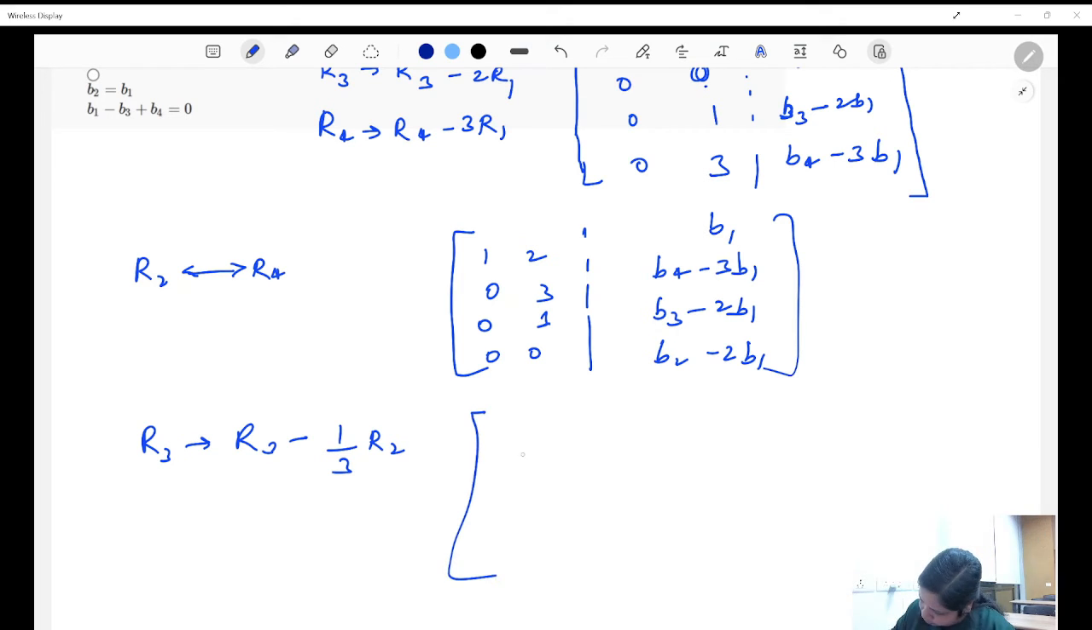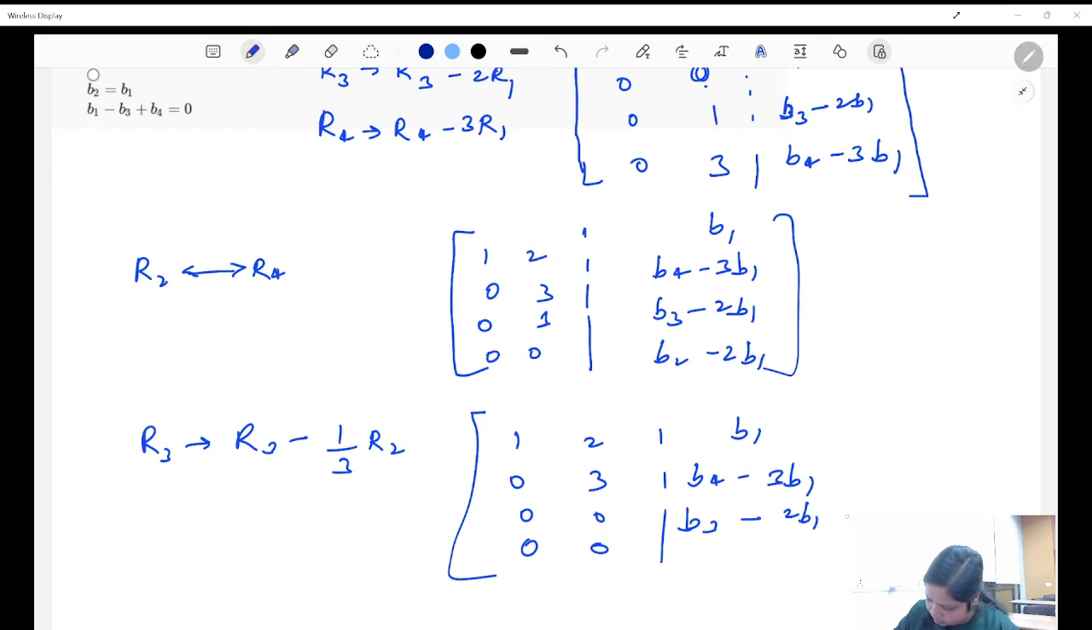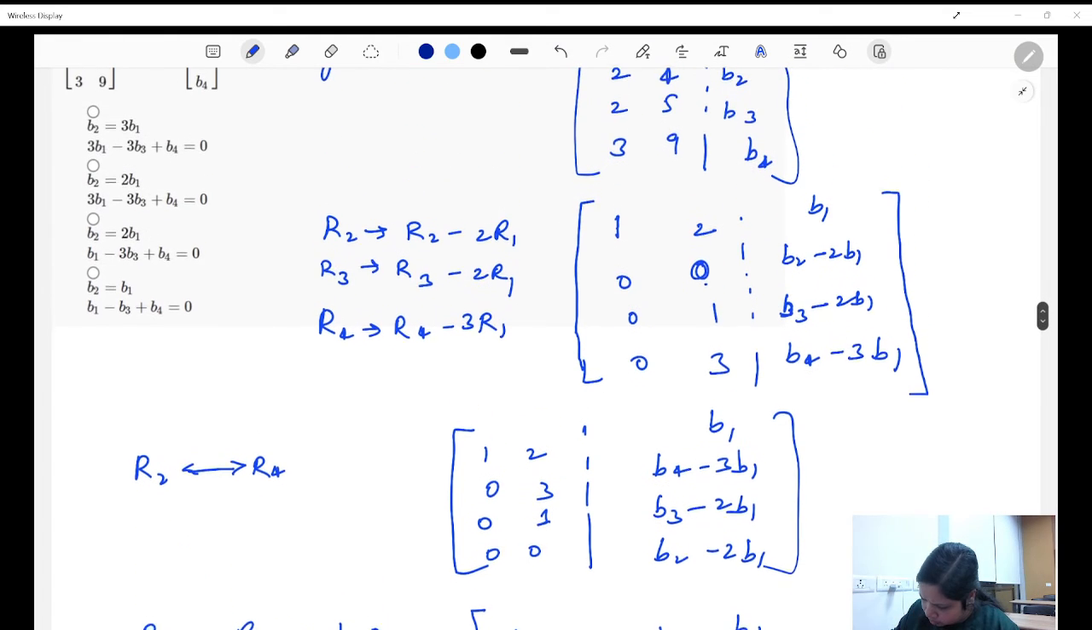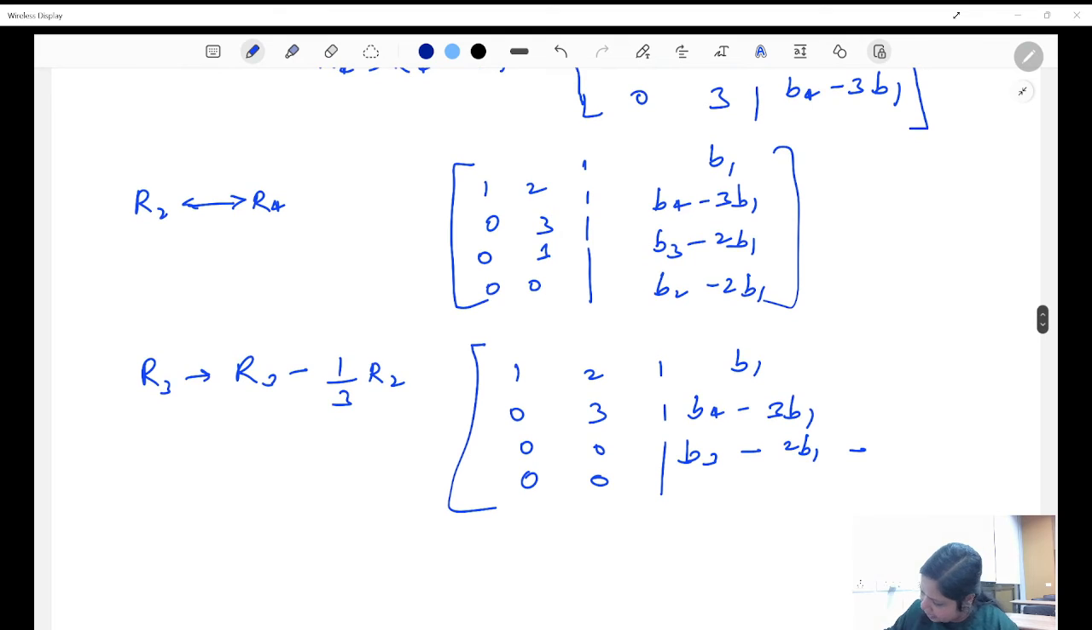So if I write now, it would be 1 2 0 3 0 0 0 0. It would be B1 B4 minus 3B1 B3 minus 2B1 minus. See, the option that we have has to do something taking this second term as well. So this comes here. B4 minus 3B1, and here it is B2 minus 2B1.